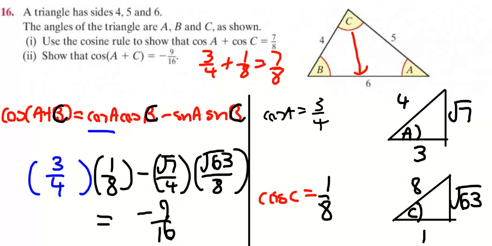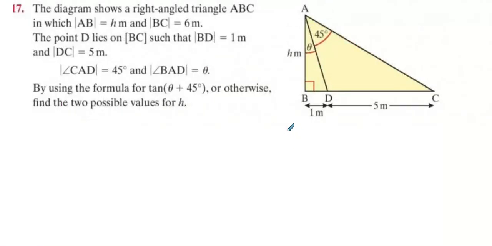Everybody cool with that? The answer is minus 9 over 16. Anybody get that out? Okay, they give me a diagram. And what they want from me is tan theta plus 45, or otherwise find two possible values of h. Okay, interesting. I'm going to start off with the small triangle.